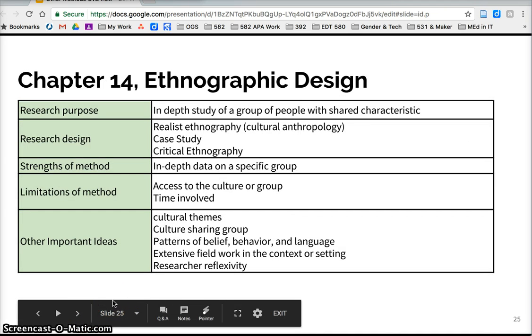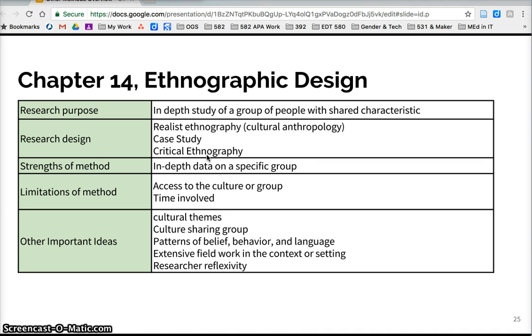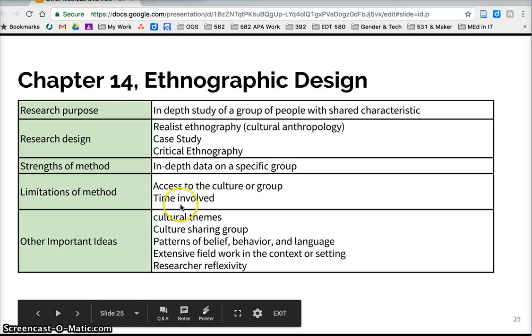In chapter 14, Creswell goes over ethnographic design, which is, again, a qualitative methodology where you're looking at a shared culture or a group with a shared experience or a shared characteristic, such as African American women who are principals. Okay, there might be a culture sharing piece there. It may be parents of children with disabilities. And there's a couple different types. And sometimes the access is the biggest issue with this kind of research. But again, you're looking to document the experience from the insider's perspectives to really give in-depth data on a specific group.